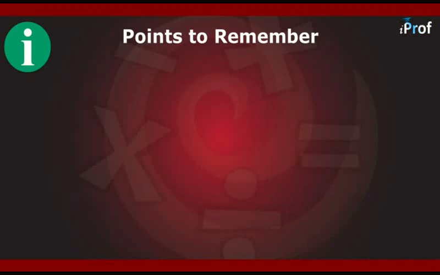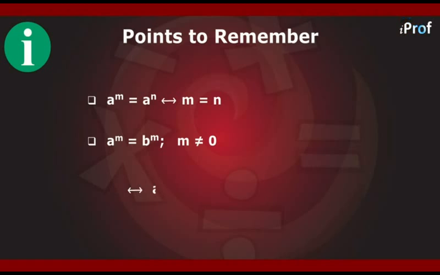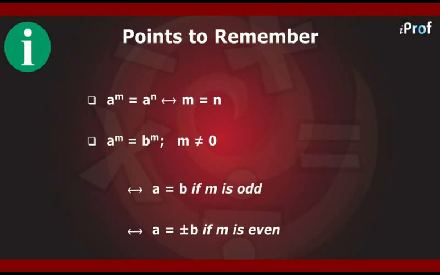Let us now have a look at some important points we need to remember while dealing with indices. If a raised to the power m equals a raised to the power n, then m is equal to n. For a raised to the power m equaling b raised to the power m, where m is not equal to 0, it implies that either a is equal to b if m is odd, or a is equal to plus or minus b if m is even.